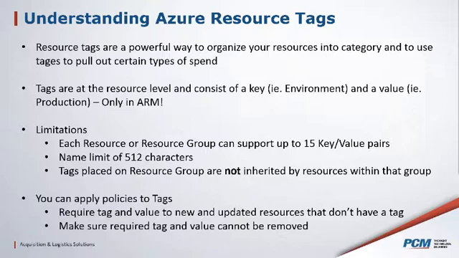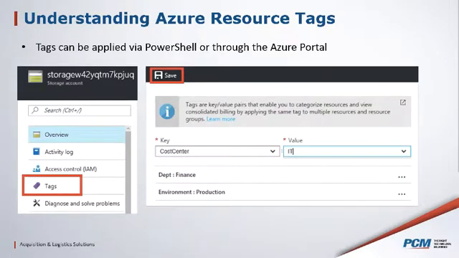Tags can be applied to resources through PowerShell or through the Azure portal. You can see here this is at a resource level, so this is a storage account. You can go into the storage account blade in portal.azure.com, click on the tags button, and add different tags to that resource. I just wanted to give you guys some screenshots there.